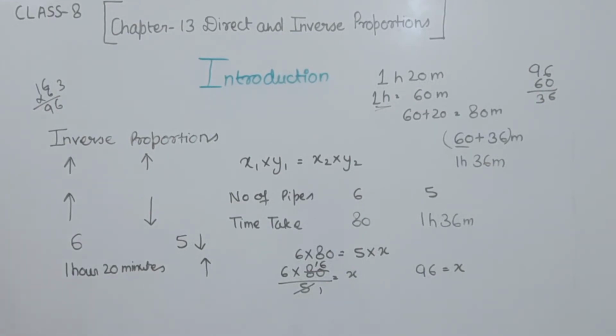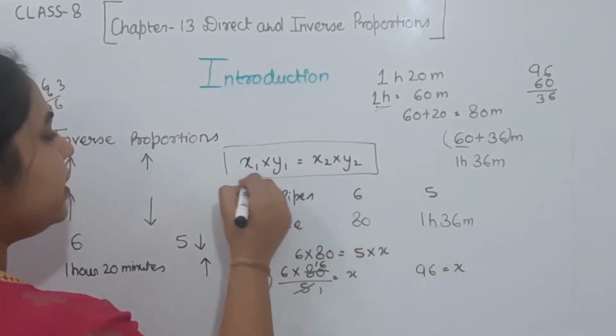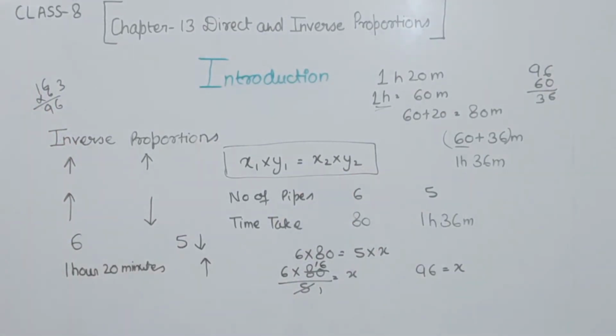So we can write inverse proportion in this form for finding the unknown values. These are the two terms we have in the chapter, direct and inverse proportion. So with this we have completed the introduction of the chapter. In the next video we are going to start with exercise 13.1.